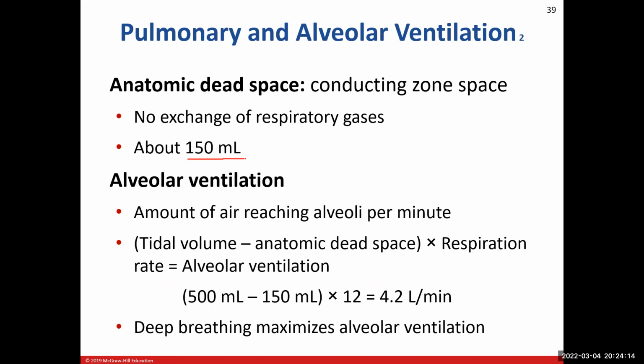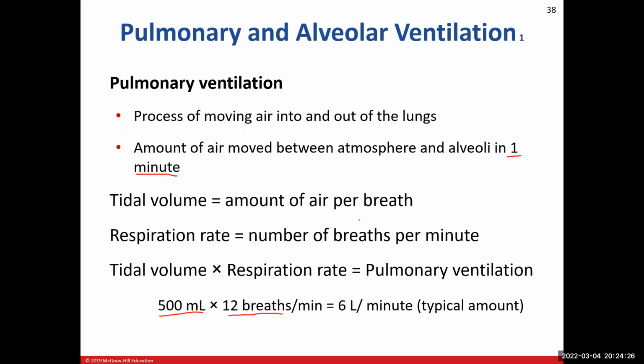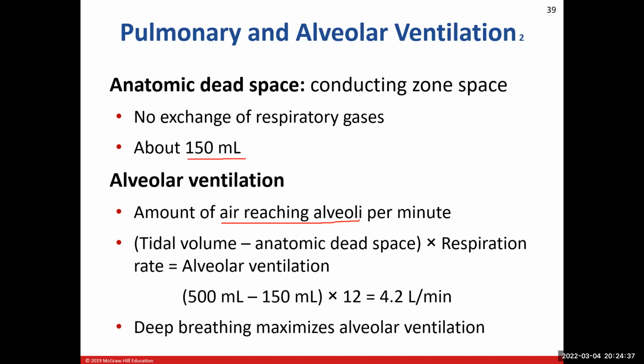Now the alveolar ventilation is how much air is going to make it into your alveoli per minute. So we saw here when we're talking about pulmonary ventilation, how much air is entering your lungs from the atmosphere. And now when we're talking about the alveolar ventilation, we're going to talk about the amount of air that is actually making it down into the alveoli. So real simple, all we're going to do is take the tidal volume and take the difference of the tidal volume and the anatomical dead space. So normally tidal volume is about 500 milliliters.